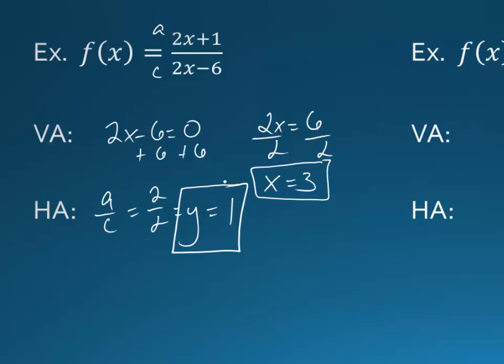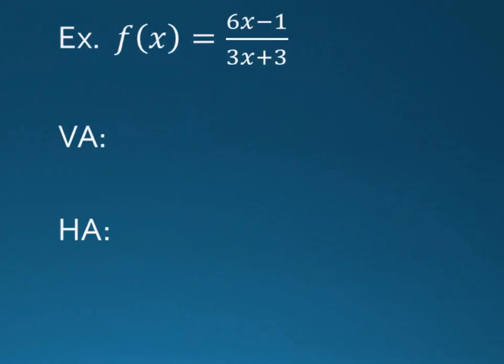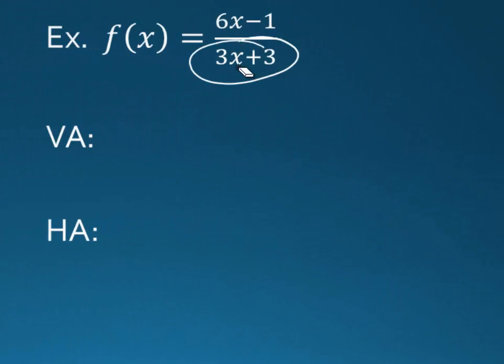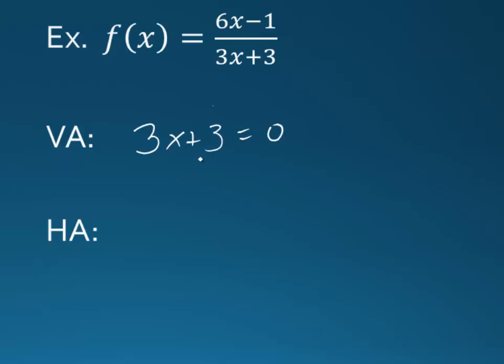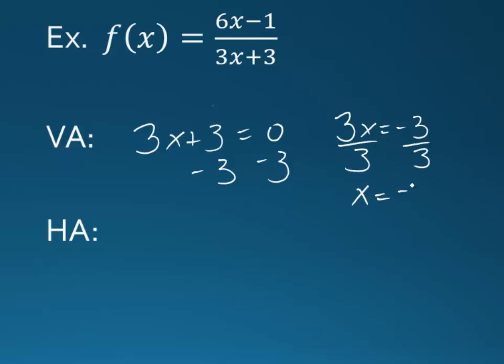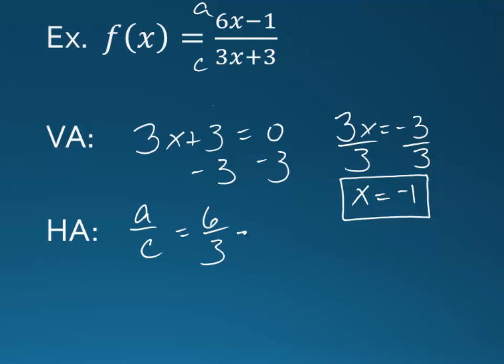Next example, we have 6x minus 1 over 3x plus 3. For your vertical asymptote, set your denominator equal to 0, so 3x plus 3 equals 0, and solve for x. Subtract 3 from both sides, so you'll have 3x equals negative 3. Then divide by 3, and you'll have x equals negative 1. Now for your horizontal asymptote, it's going to be a divided by c. So a equals 6 and c equals 3. So 6 divided by 3 equals 2.